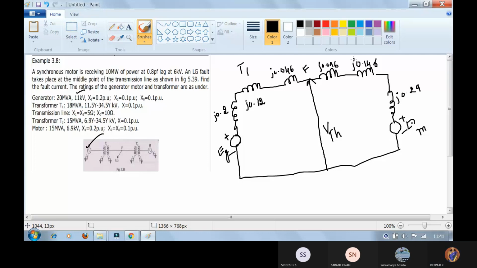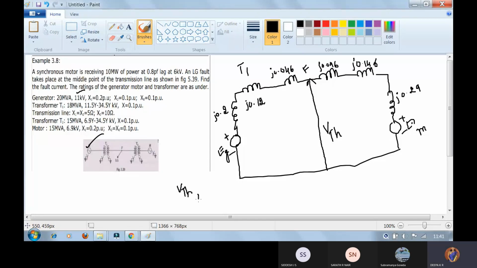Finished? Okay, next write the heading: we need to find out VTH. That is the main agenda for the positive sequence network. We follow the same procedure for the negative as well as the zero sequence also. So first we'll consider the fault calculation with respect to voltage. I'll write this as VTH calculation.